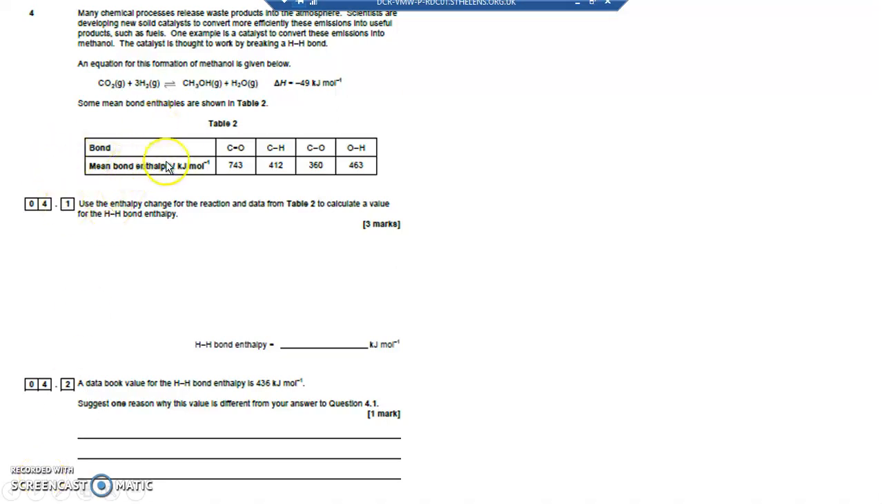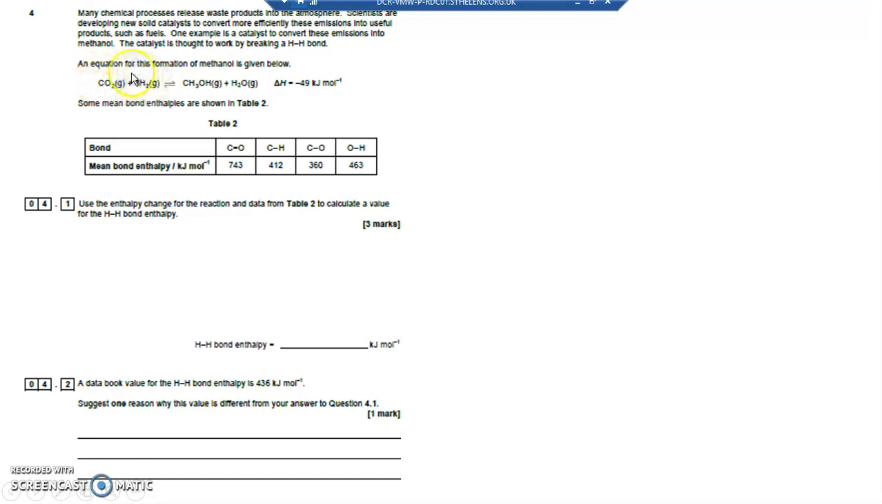Question 4 is about mean bond enthalpies. So I've got the bond enthalpies of each of the bonds in these reactants and products. What I've got to do is calculate the strength of the bonds on the left hand side and calculate the strength of the bonds on the right hand side.